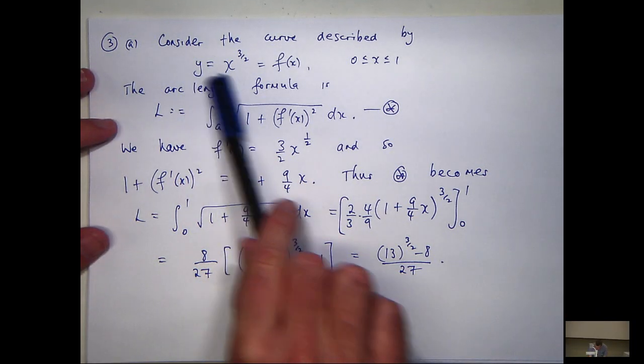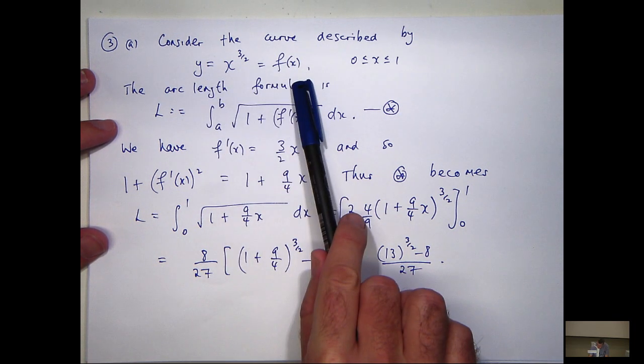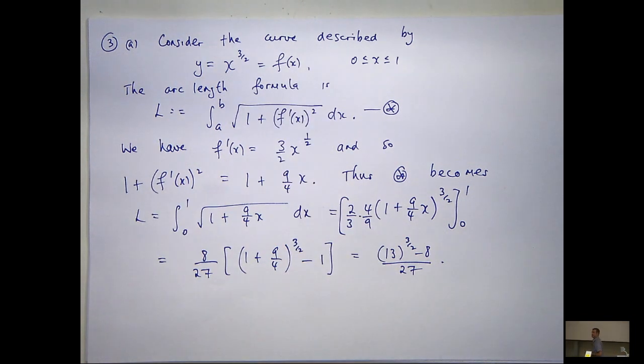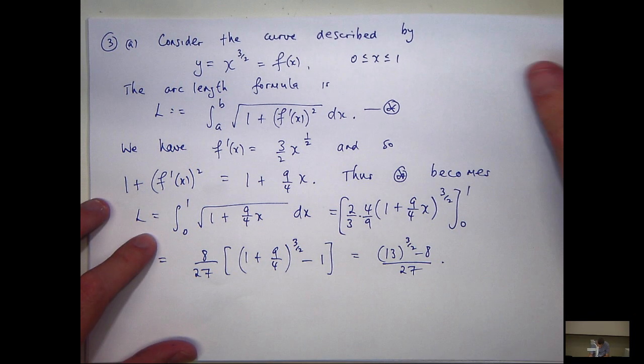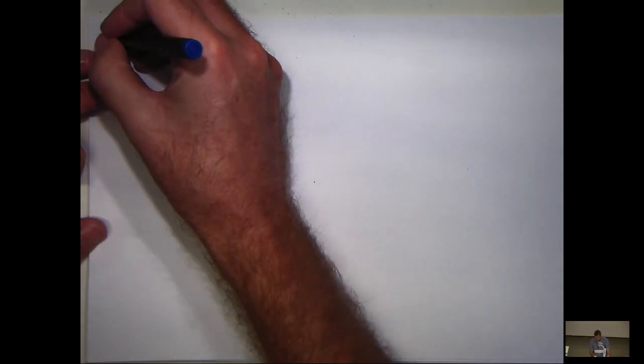Now, this is a case where the graph is described using a function, y equals f of x. But there are other ways of describing graphs, right? You can describe them parametrically. You can use a parametric representation. You can use, say, polar coordinates. So let's have a look at another fairly straightforward example. But here, in the next example, we're going to use a so-called parametric description. So this is 3 part C.